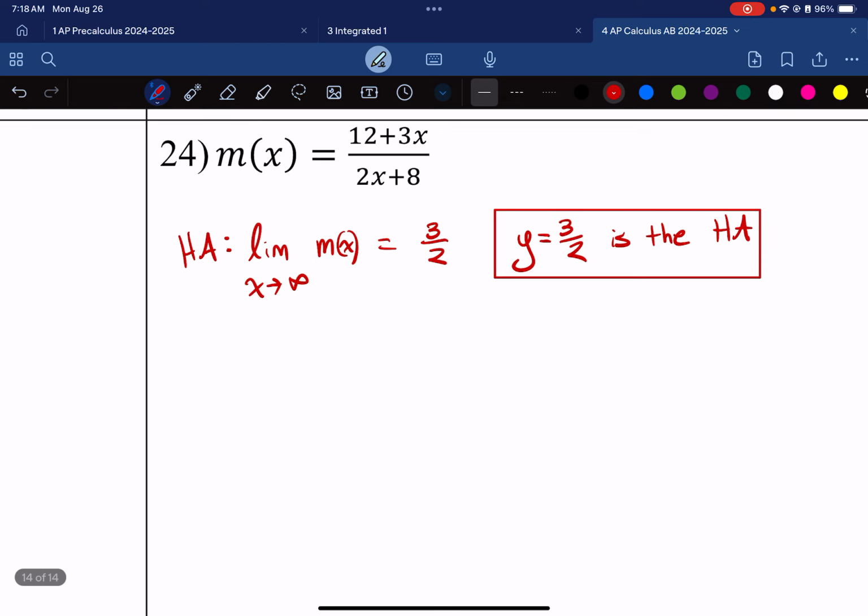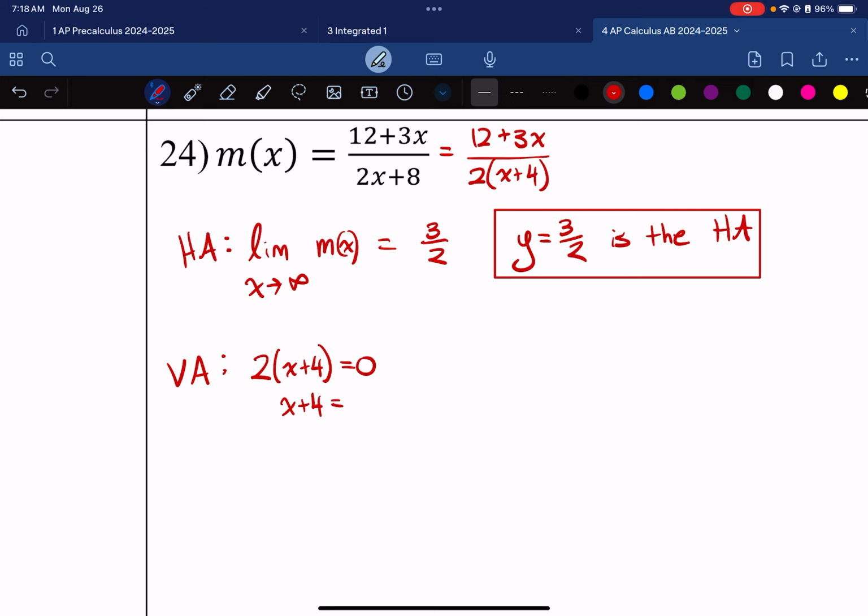All right, and then to find the vertical asymptote, we need to factor. You can't factor anything on the top. I guess the bottom you could factor. Here, 12 plus 3x all over 2 times x plus 4. You could factor it, sure, and you can say, okay, set that denominator, 2 times x plus 4, equal to 0. Divide both sides by 2, and x plus 4 is equal to 0. And then subtract the 4, and x is equal to negative 4. And that is the vertical asymptote.